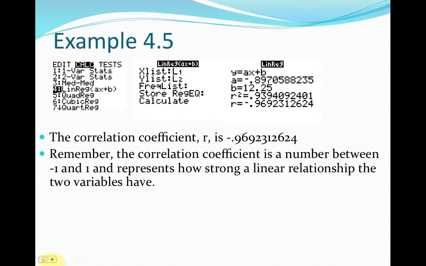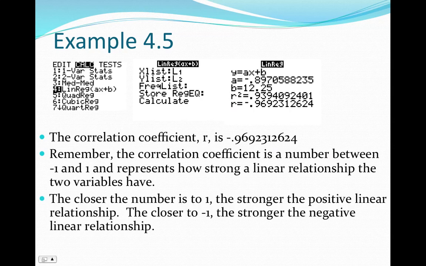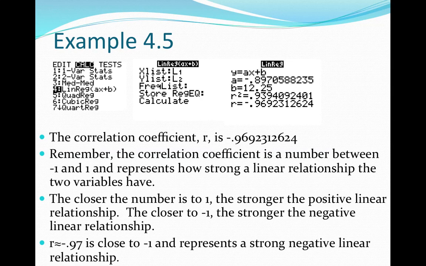Okay, let's remember that the correlation coefficient is any number between negative 1 and 1, and it represents how strong a linear correlation the two variables have. The fact that it's coming out as negative here should also match the fact that we saw it negative when we produced the scatter diagram. The points were moving downward from left to right. The closer the number is to 1, the stronger the positive linear relationship, and the closer it is to negative 1, the stronger the negative linear relationship. So what we have here is a strong negative linear relationship. R is approximately negative 0.97. It's very close to negative 1, and so it represents a strong negative linear relationship.